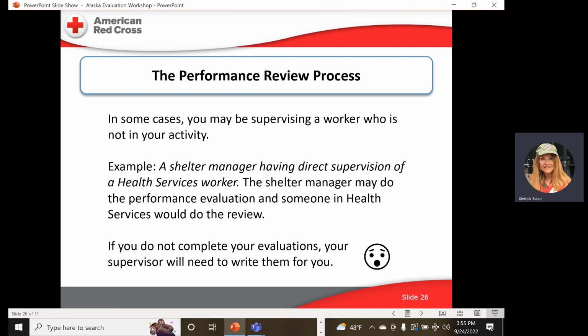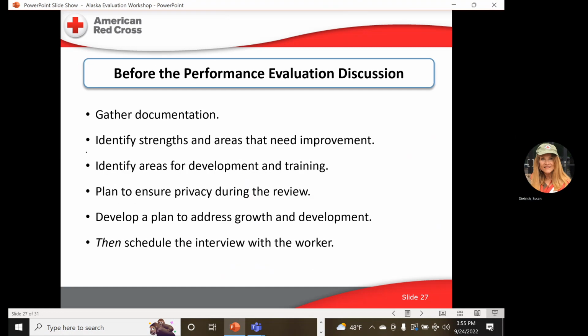Now, if you don't complete your evaluations, your supervisor will need to write them for you, which would not be good.